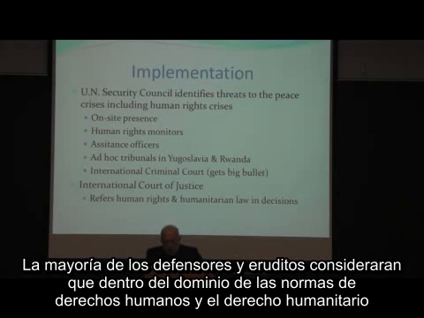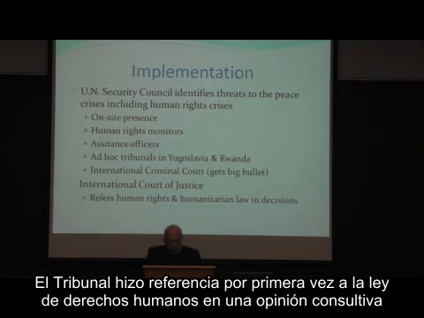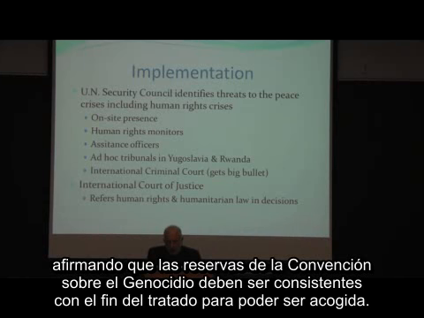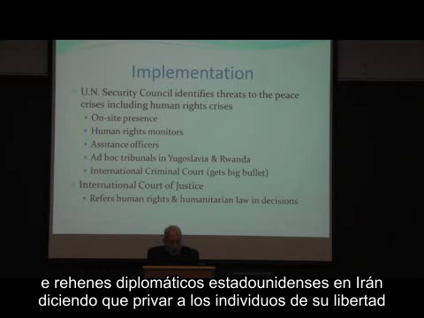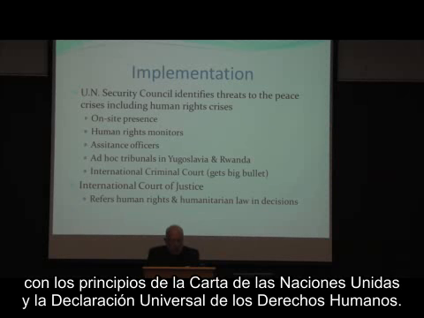Most advocates and scholars would also consider within the domain of human rights law and humanitarian law a few of the relevant decisions of the International Court of Justice. The Court first referenced human rights law in an advisory opinion, stating that reservations to the Convention on Genocide must be consistent with the purposes of the treaty in order to be upheld. The Court also used human rights law in its decision relating to the detention of U.S. diplomatic hostages in Iran, saying that depriving individuals of their liberty and otherwise constraining human rights is manifestly incompatible with the principles of the Charter of the United Nations and the Universal Declaration of Human Rights.